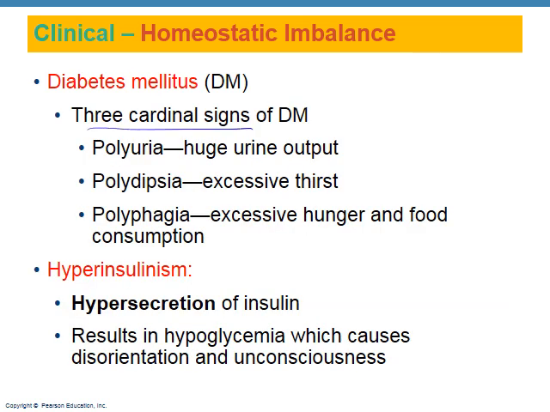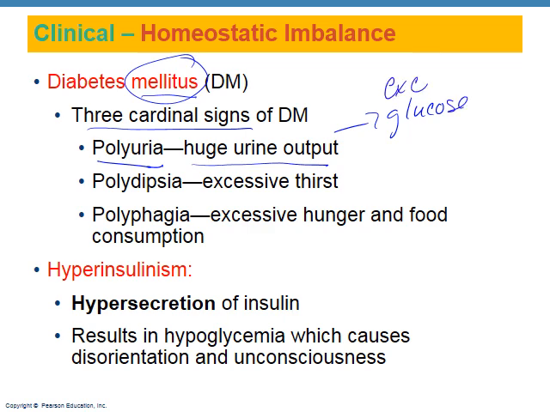So here we can see the 3 cardinal signs of diabetes mellitus. I don't know if I said that earlier. You can say mellitus or mellitus. If you have polyuria, this is lots of urine output. So remember, you have all that excess glucose, right? That excess glucose is leaving in your urine, and you also have a lot of water leaving because you're constantly urinating. Polydipsia, this is excessive thirst.